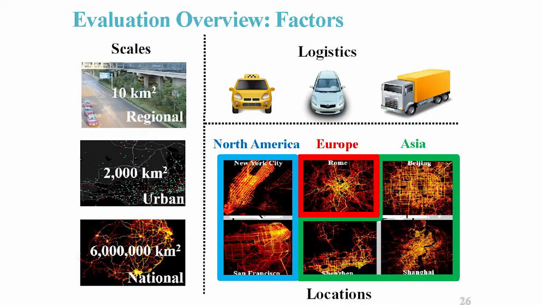The first factor is the scale. We have a regional scale, an urban scale, and a national scale, which is 6 million square kilometers, which is pretty big. We also test the impact of different logistics on the performance of our system. We have taxis, private vehicles, and logistic trucks. Also the impact of different locations: we have cities in North America, in Europe, and in Asia. I'm going to start with the impact of different scales.